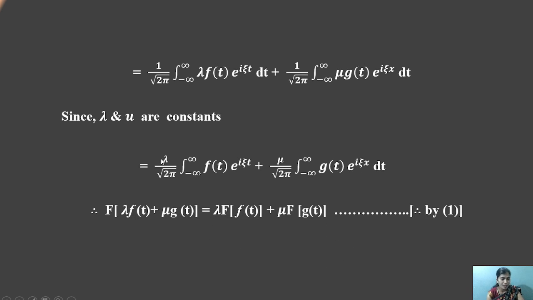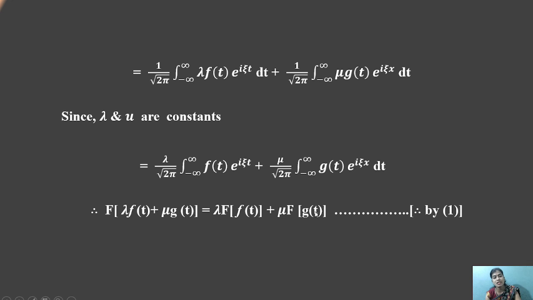Separating the form, the first formula is denoted as the Fourier transform of f of t, and the second as the Fourier transform of g of t, by using the formula of this equation. This will be denoted in this form, and this is the formula of the linearity property.